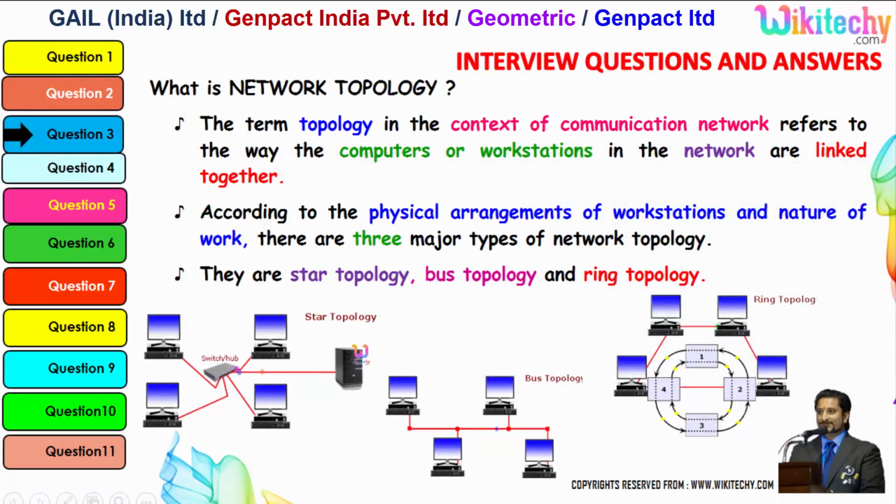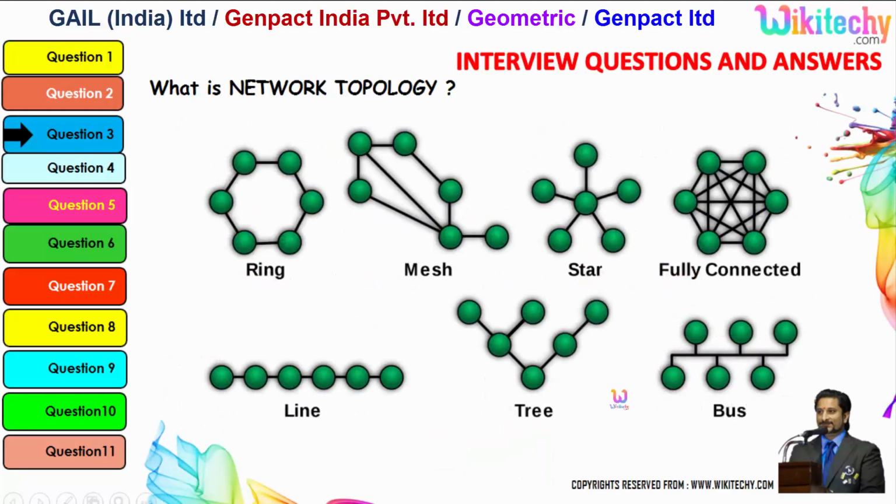Let's talk about network topology. The term topology in the context of a communication network refers to the way computers or an interconnection of computers are linked. According to the physical arrangement of workstations and nature of work, there are major types: star, bus topology and ring topology. Further moving, you are able to see the exact structure. If the computers are arranged like this, it is ring. This one is mesh, star, fully connected, line, tree and bus topology.